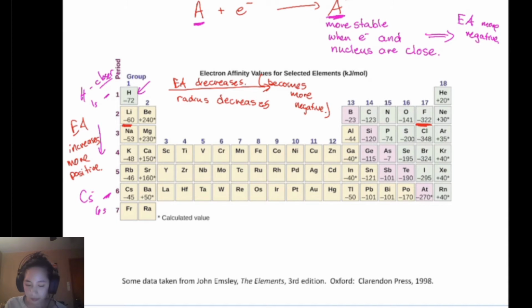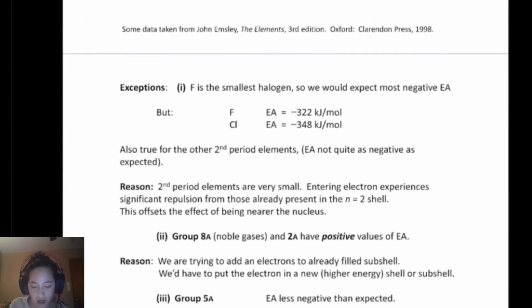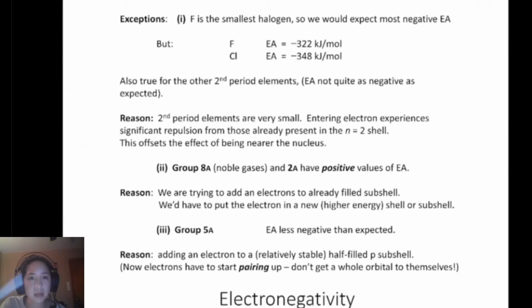All right. But there are some exceptions. If you look here, you'd think that fluorine would have the lowest or most negative electron affinity, but it doesn't. It's actually chlorine that has the most negative electron affinity. So let's talk about why. So some of the exceptions with electron affinity, for the most part, it resembles that of the atomic radii, but the exception is fluorine.